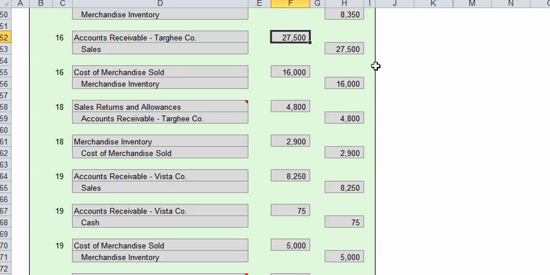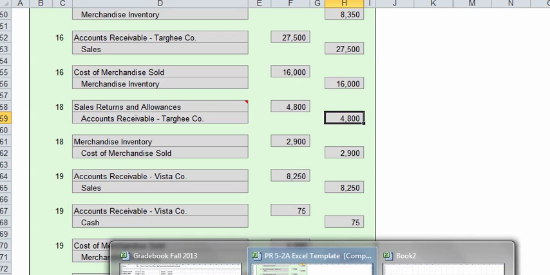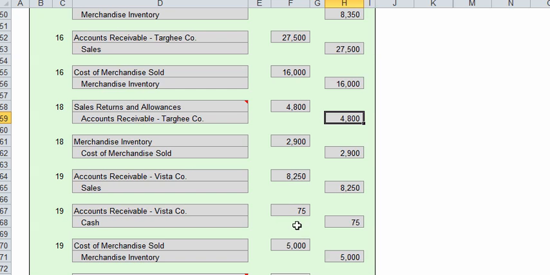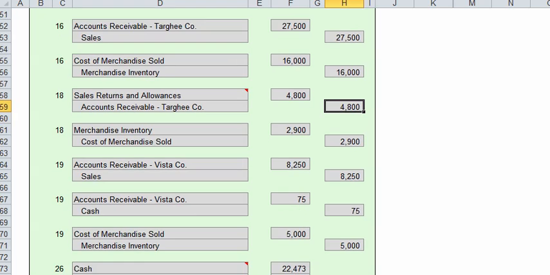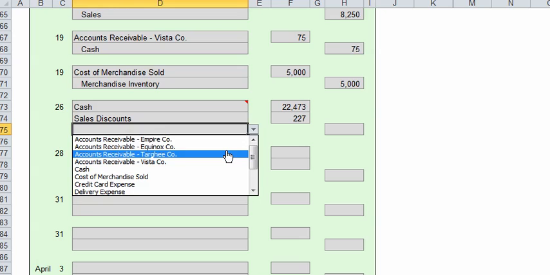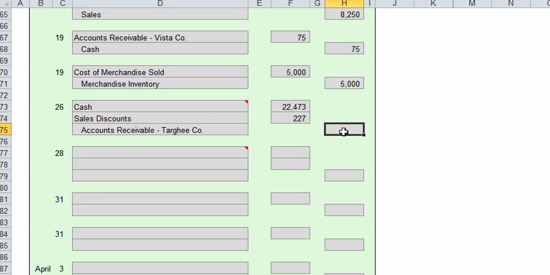It went on the books as a debit, so it has to come off the books as a credit, but we'll notice we've already decreased its balance by $4,800. The accounts receivable debit balance going into the 26th is $22,700. So we're going to credit accounts receivable Targi Company for $22,700. The asset decreases on the credit side. There we go.